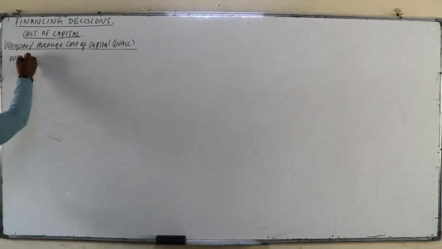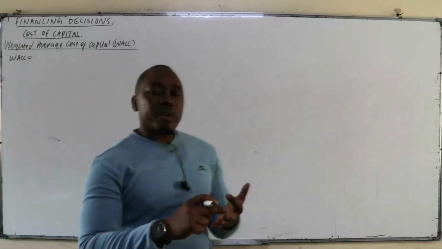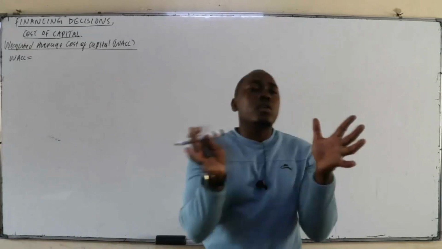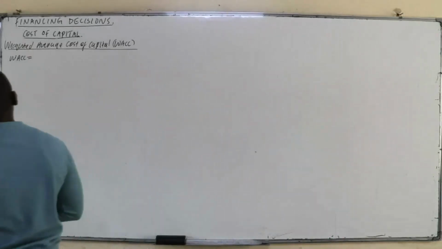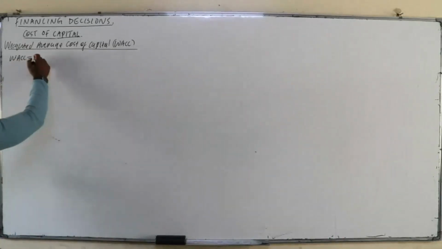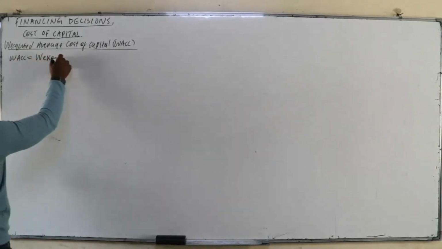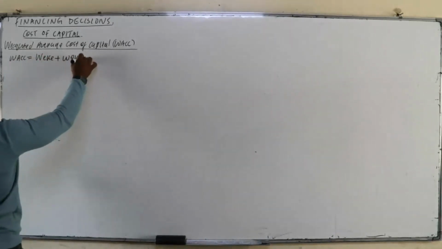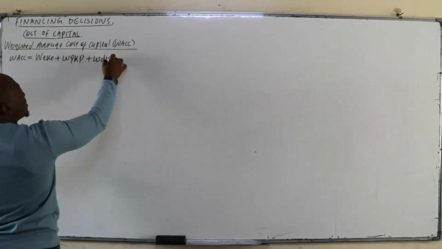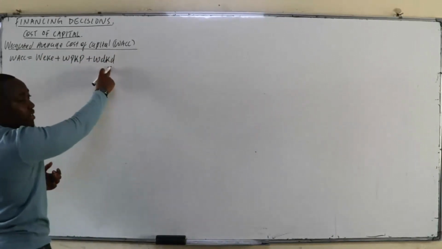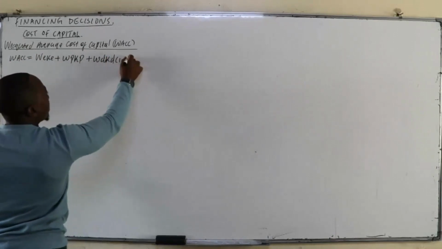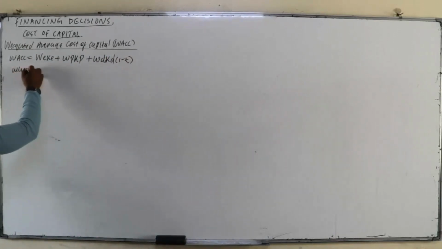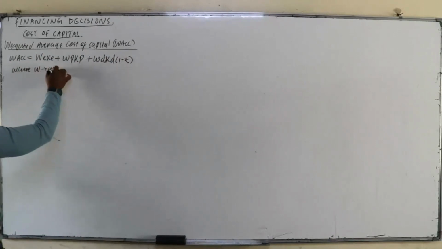Remember, WACC is the overall average cost of the existing funds. We have the cost of equity, the cost of preference, and the cost of the debt. So how does the company determine one cost of capital? We compute the WACC by taking weight of equity times cost of equity, weight of preference times cost of preference, weight of the debt times cost of the debt. Remember, the cost of the debt is allowable for tax purposes, so 1 minus T, where W means the weight.